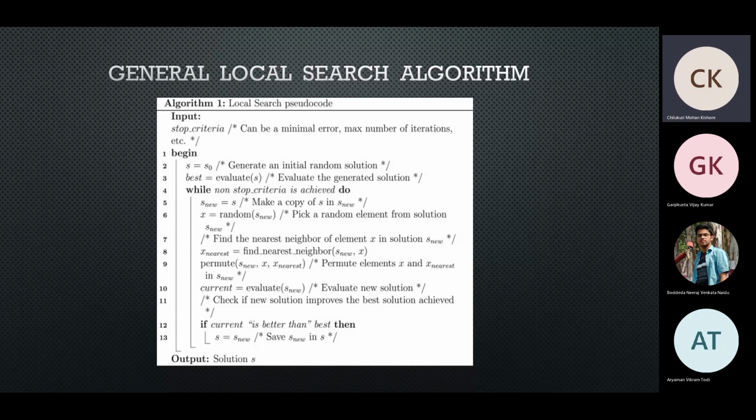Finally, we iterate this process until a stop criteria is achieved. The stop criteria can be a minimal error, a maximum number of iterations, etc. Finally, we return the state in the variable s as the solution when the stopping criteria is achieved. So this is in brief about the local search paradigm and its general algorithm.